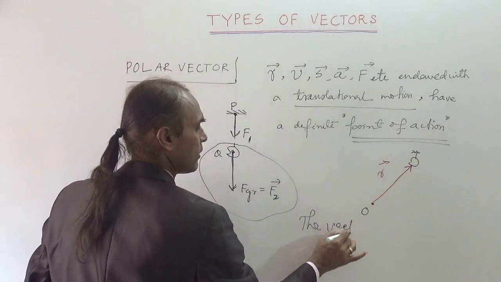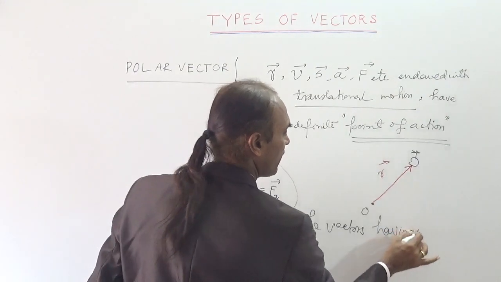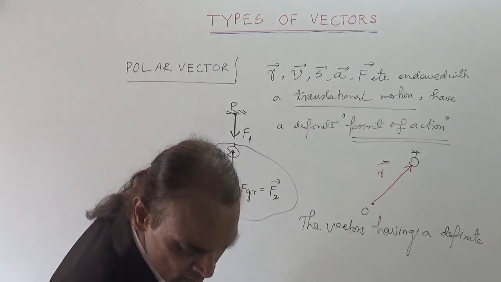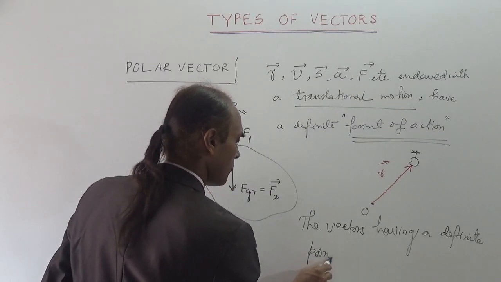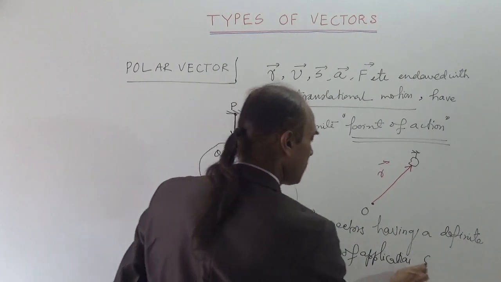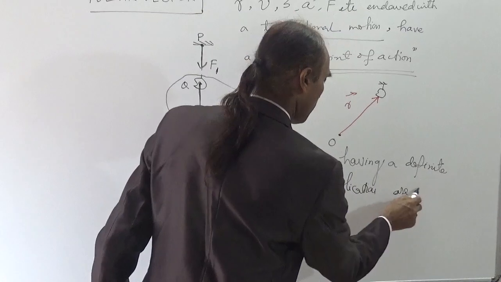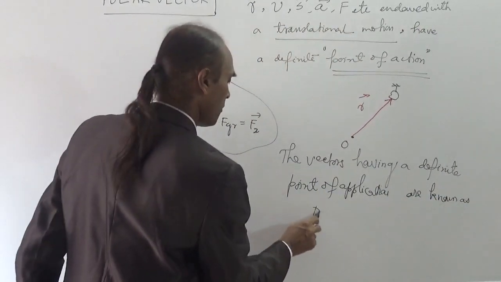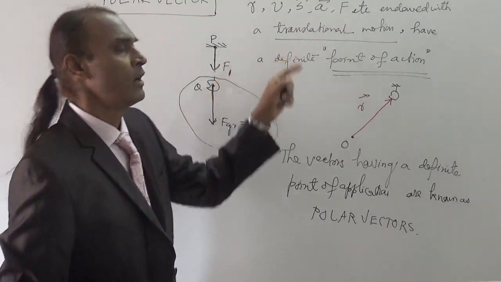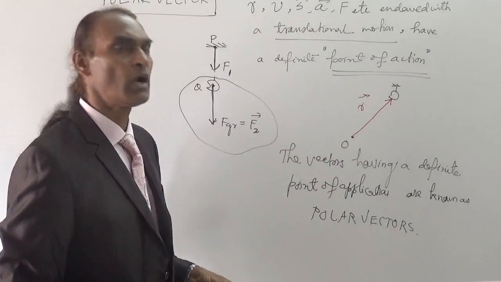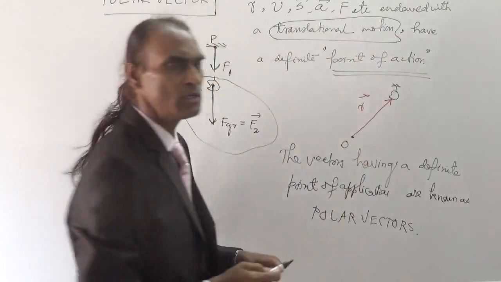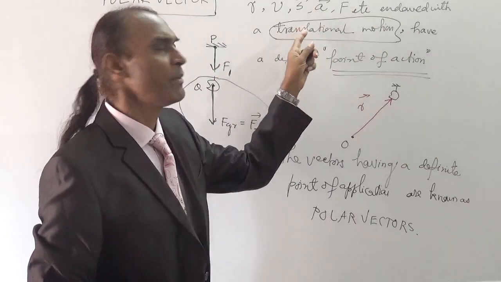The vectors having a definite point of application are known as polar vectors. Generally, the polar vectors are associated with the translational motion, not rotational motion. And you can clear this translational motion in kinematics of a particle and dynamics of a particle.